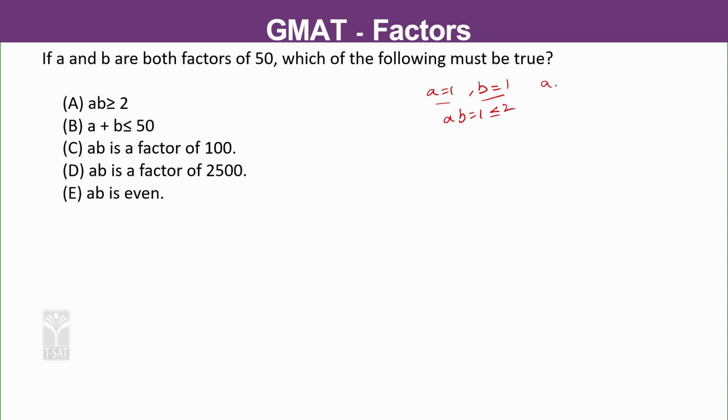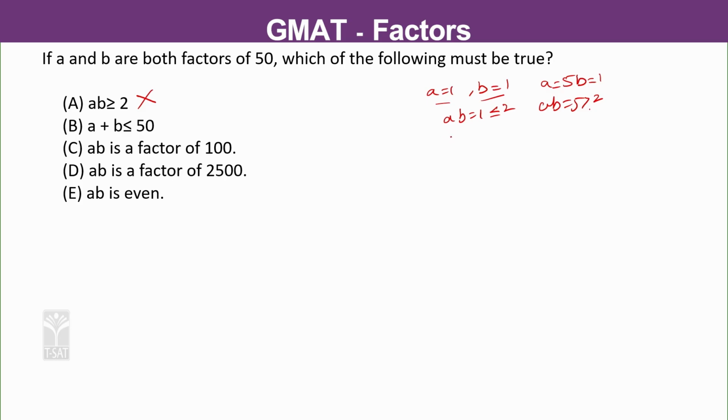But when A is equal to say 5 and B is equal to 1, then AB will be equal to 5, which is greater than 2. So you cannot definitely comment whether AB will be greater than or equal to 2. So this option is out. A plus B is less than 50.